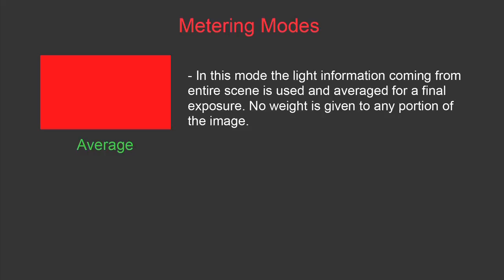In average metering mode, the light information coming from the entire scene is used and averaged for the final exposure. No weight is given to any portion of the image.